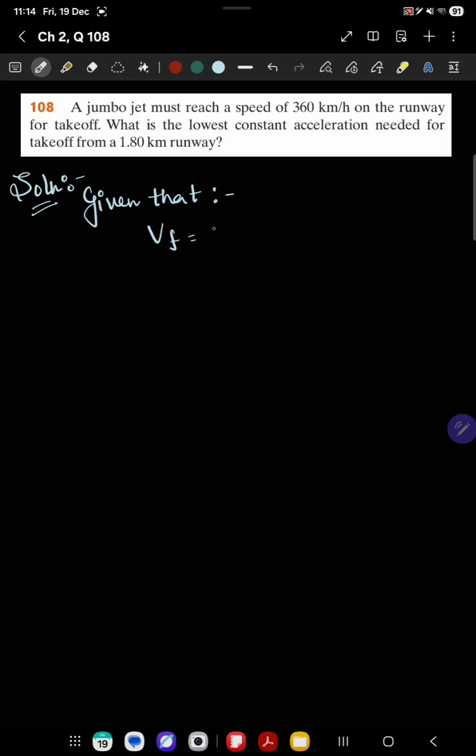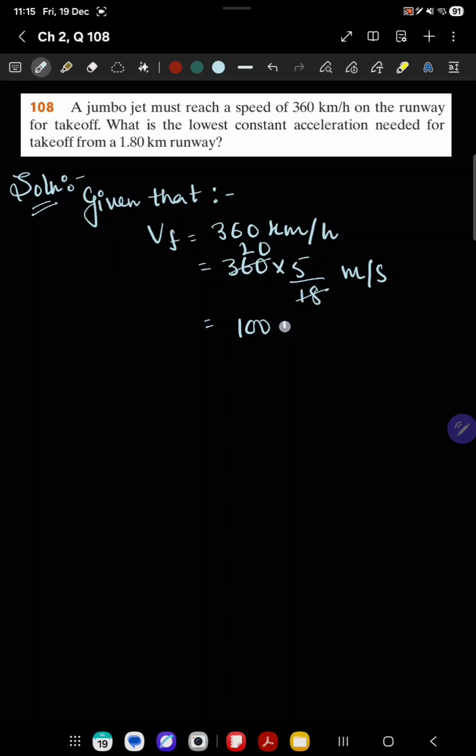Final speed, 360 kilometer per hour, which if we want to write it in meter per second, we just have to multiply it with 5 by 18 meter per second. 5 by 18 times 360, 5 times 20, so this will give us 100 meter per second. Now initial speed, it will be 0 meter per second.